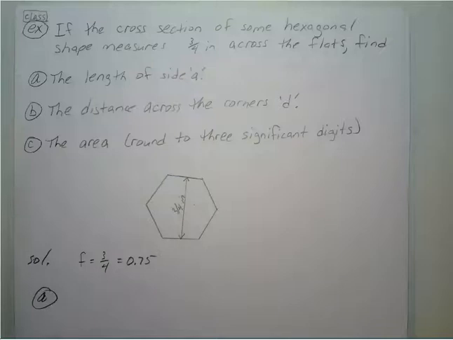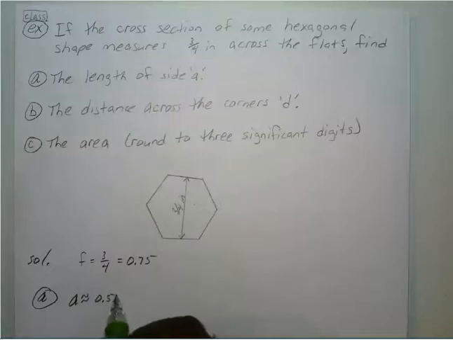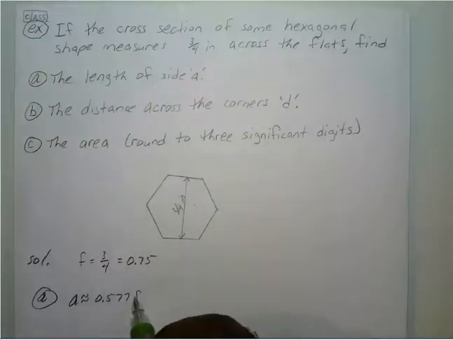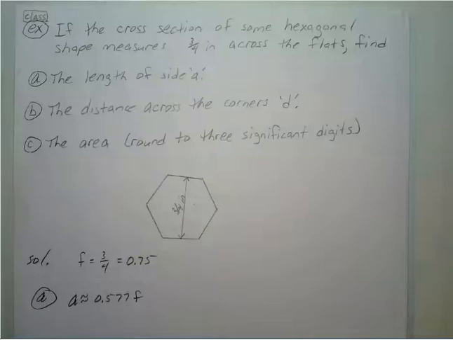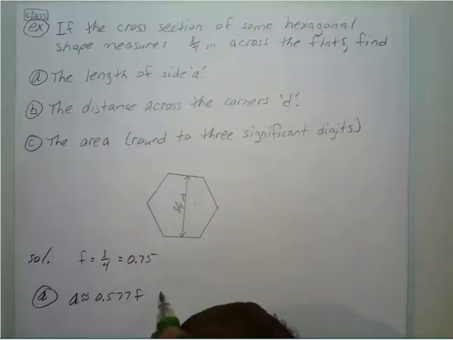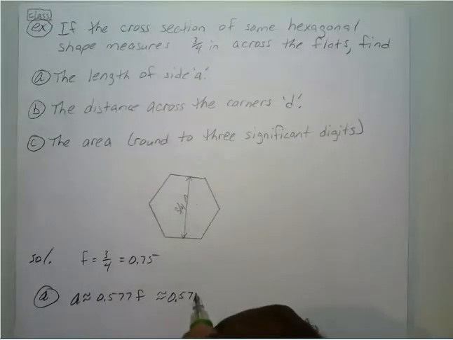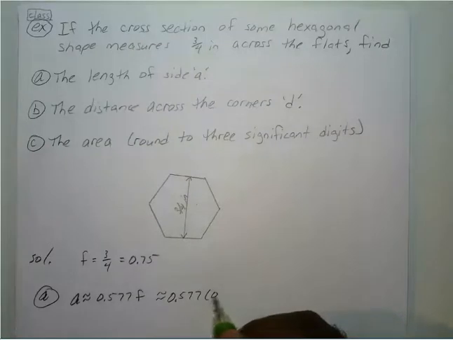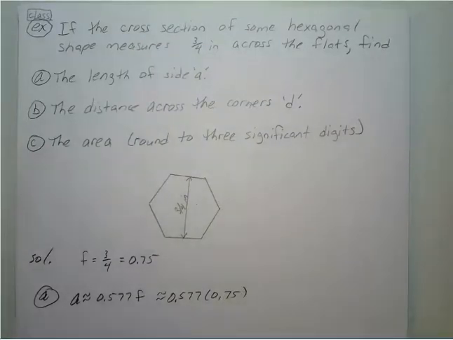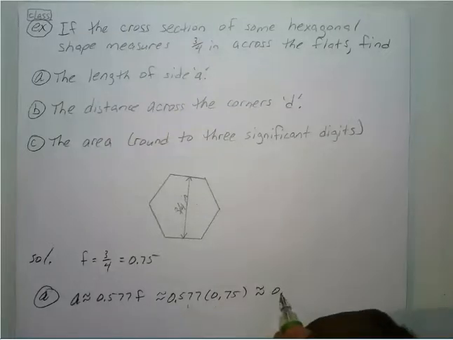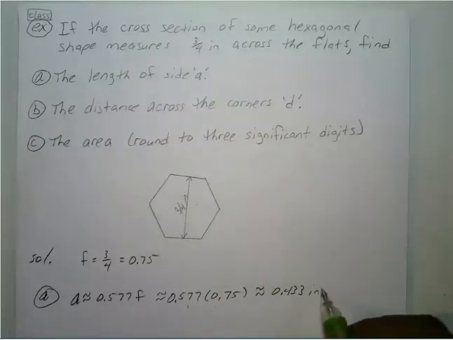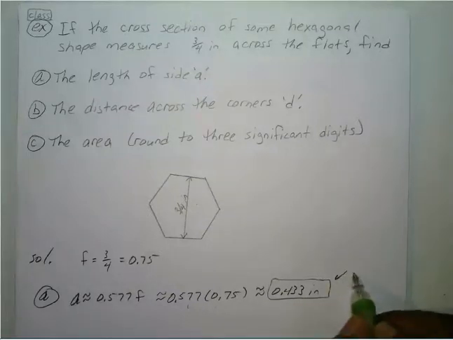We want to find the length of A. Okay, so we know that A is approximately equal to 0.577 times the distance across the flats. Okay, so that means this will be approximately equal to 0.577 times F, which is 0.75. So that means your A is approximately equal to, once you plug those two into your calculator, 0.433 inches. Okay, so that's your length of A.